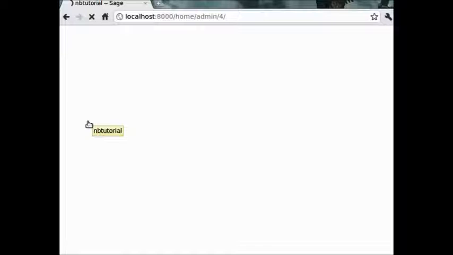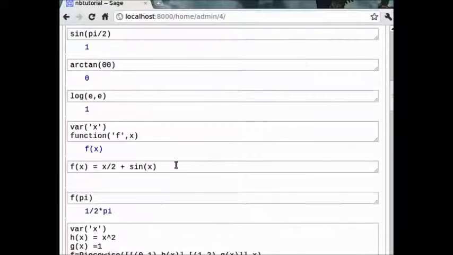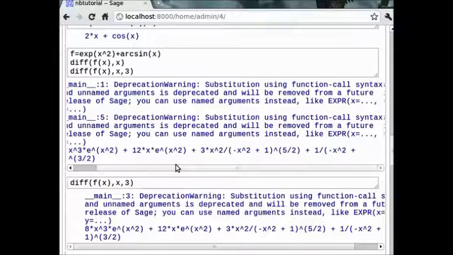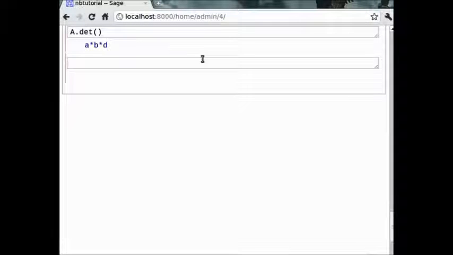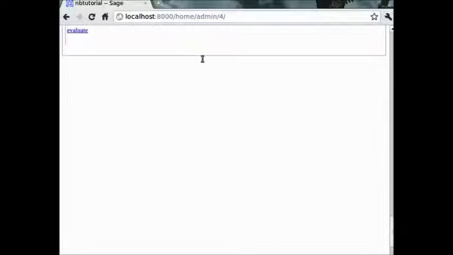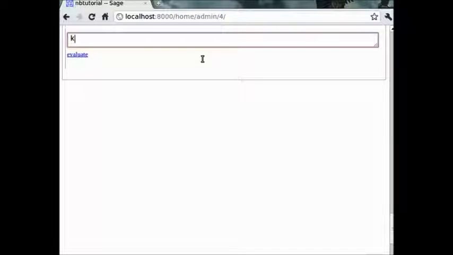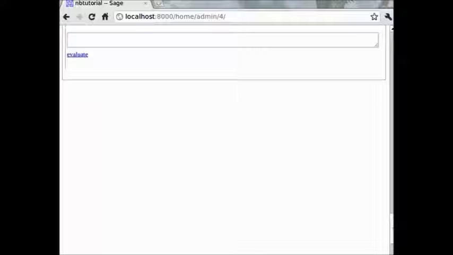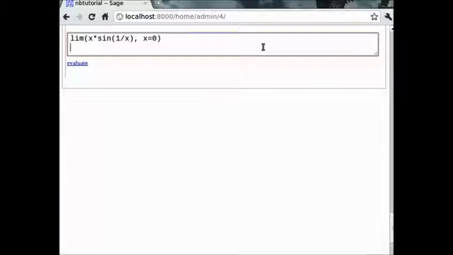So to find the limit of functions x * sin(1/x) at x = 0, we say by typing it lim(x * sin(1/x), x = 0). We get the limit to be 0 as expected.